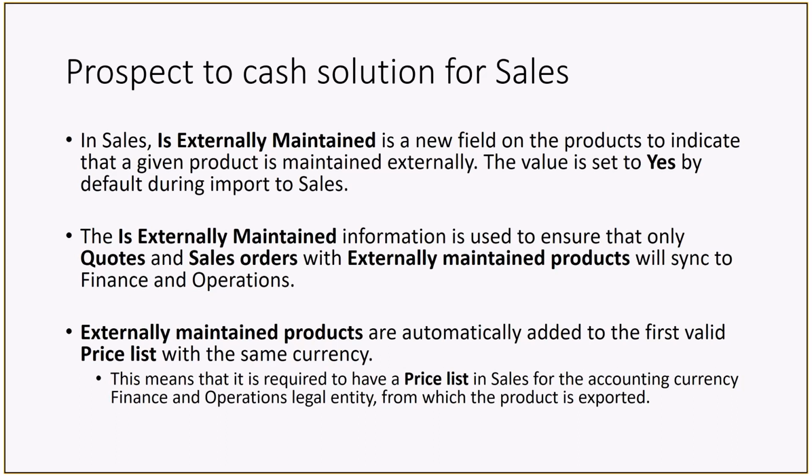Secondly, we use this on the quotes and sales orders to control what we want to synchronize to finance and operations. So we only want to synchronize quotes that solely consist of externally maintained products. If we didn't have this check, we could end up in a situation where we would synchronize quotes that were partly consisting of externally maintained products, meaning they would be from finance and operations, but also products generated locally in the sales system that would not exist in finance and operations.